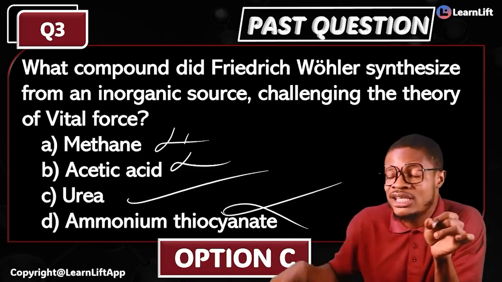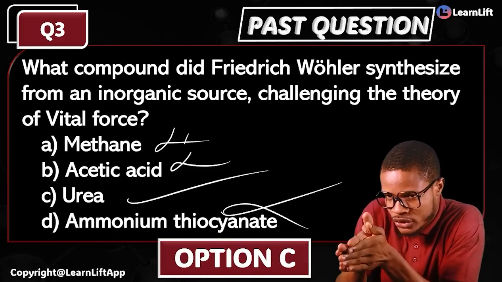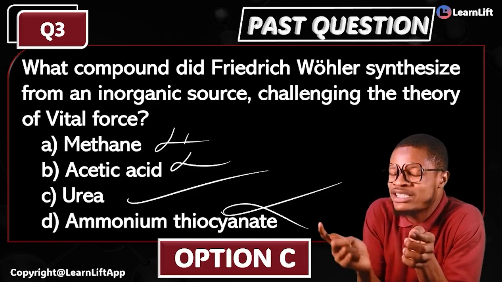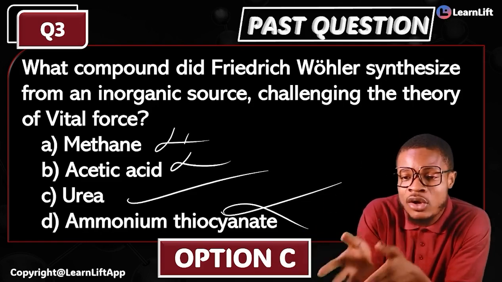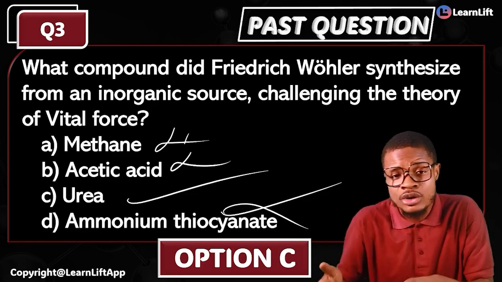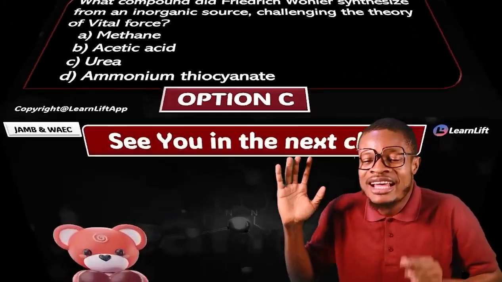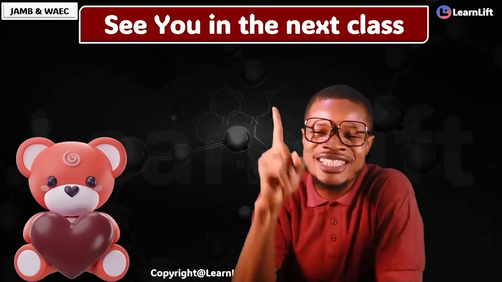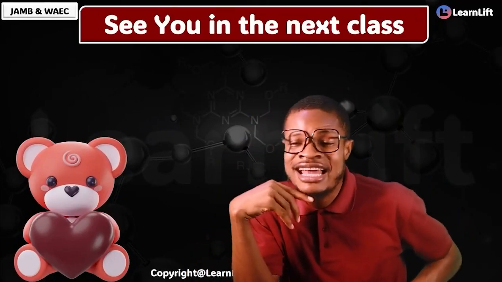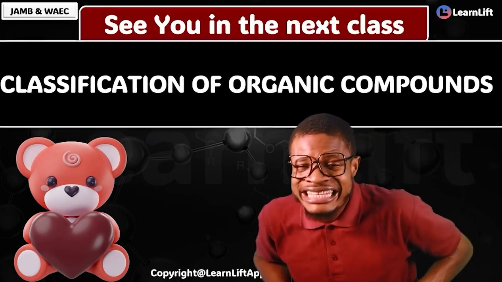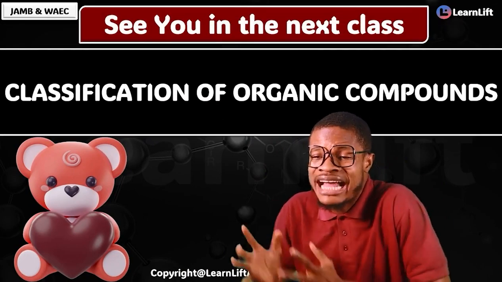So urea is the organic compound that was synthesized from the inorganic source. What is the inorganic source? Ammonium thiocyanate or your ammonium cyanate. If you get that very fast with me, no stress. Guess what? This is just an introduction. I'll see you in the next class. And in that next class, we're going to be looking at the classification of organic compounds.